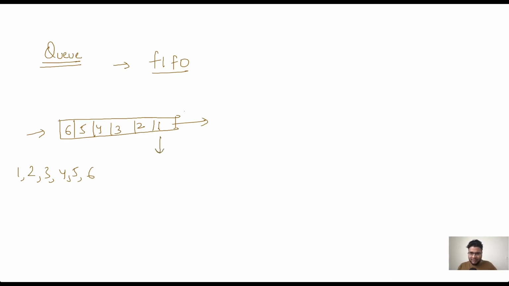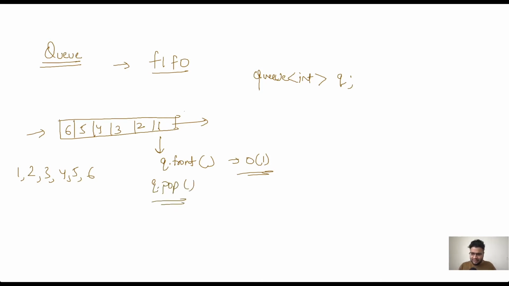So here we can define a queue container just like this, and the front element, q dot front, will be O of 1, because we can get the front element here in O of 1. We can also do q dot pop. It will pop the frontmost element, and all the other properties of queue will get followed here as well. We'll see more functions in queue in the code coming up.